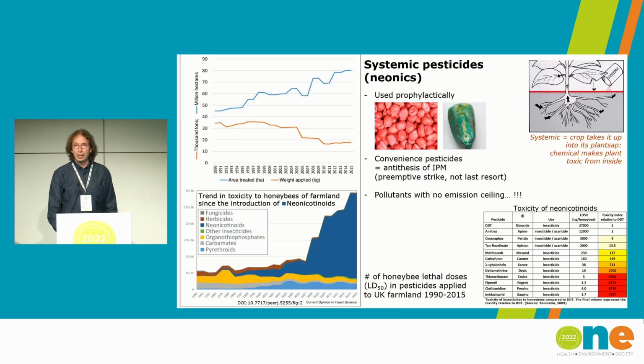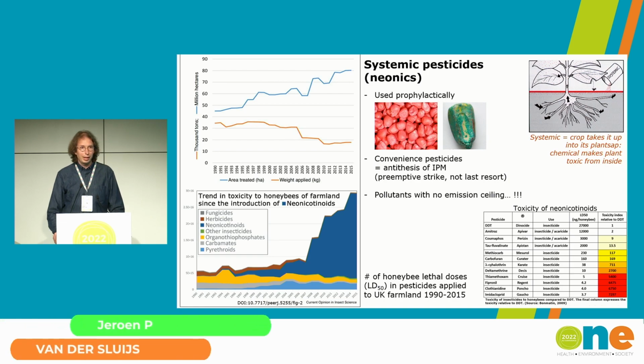So the episode I will talk about now is the systemic insecticides or the neonicotinoids. So you see seeds coated with these chemicals because they are used prophylactically, these pesticides. So it means it's a convenience pesticide. It's the antithesis of integrated pest management because it's a preemptive strike and it's not a last resort where we use the chemical.